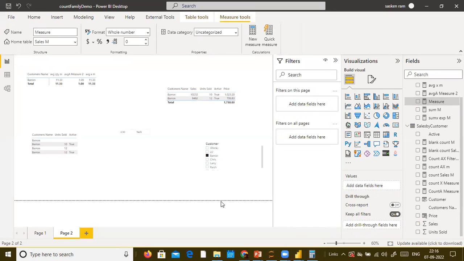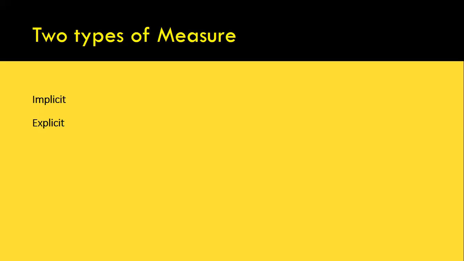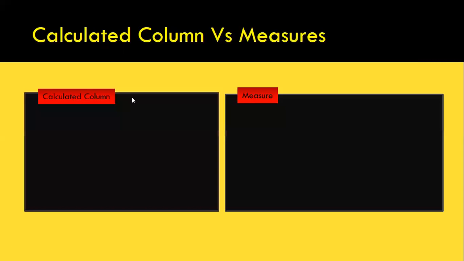The next one is explicit measure. Explicit measure is what we write. We cannot use the implicit measure all the time, and also it is not a best practice to use the implicit measure. Rather, you can write an explicit measure. And what is the difference between calculated column and measure? It's a million dollar question. Can you tell me what is the difference?